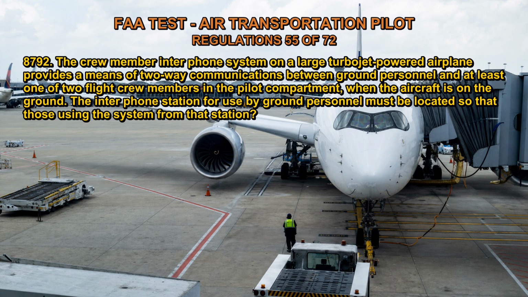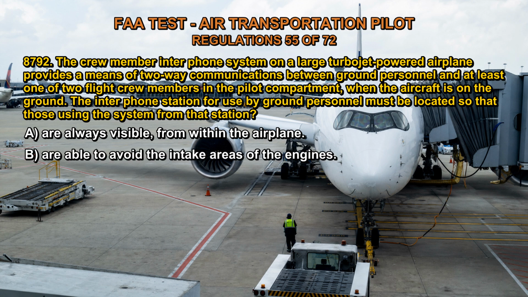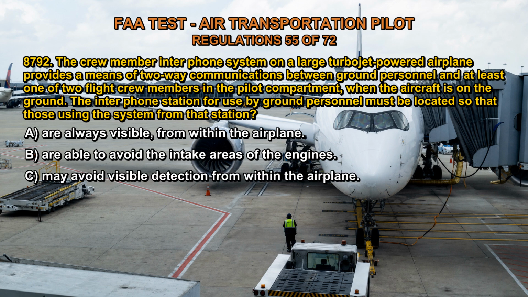8792. The crew member interphone system on a large turbojet-powered airplane provides a means of two-way communications between ground personnel and at least one of two flight crew members in the pilot compartment when the aircraft is on the ground. The interphone station for use by ground personnel must be located so that those using the system from that station: A. Are always visible from within the airplane. B. Are able to avoid the intake areas of the engines. C. May avoid visible detection from within the airplane.